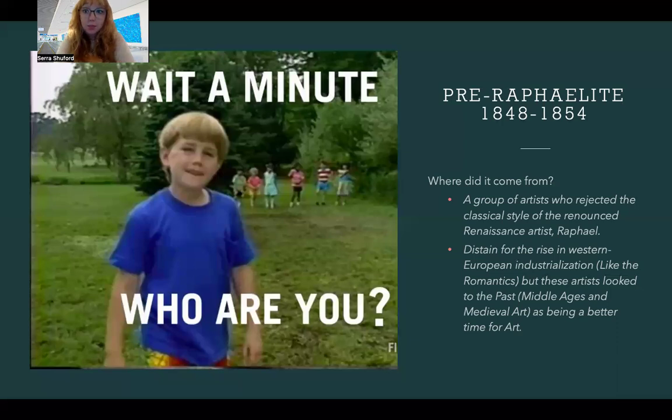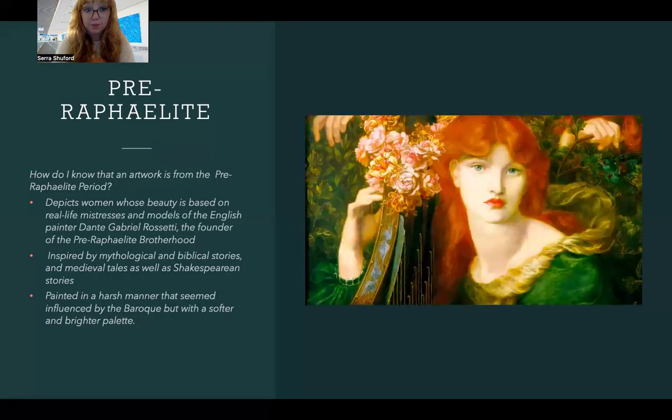Our next movement is Pre-Raphaelite artwork, and it comes from 1848 to 1854. This comes from a group of artists who rejected the classical style of the renowned Renaissance artist Raphael. They had a disdain for the rise of European industrialization, like the Romantic painters. But these artists looked at the past, like the Middle Ages and medieval art, as being a better time for art making. So, what did that look like?